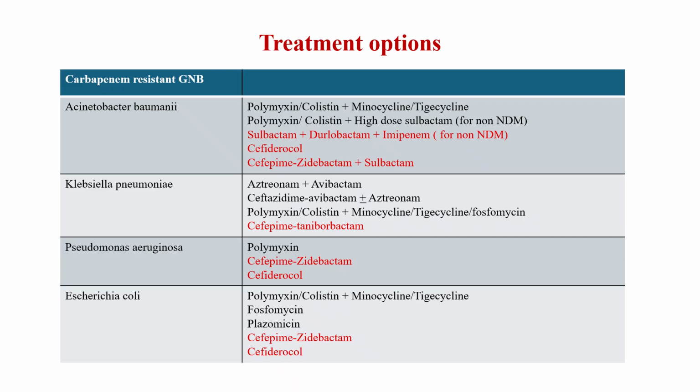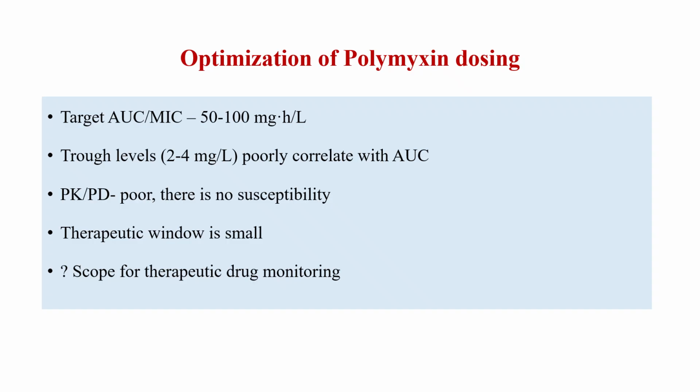So what treatment options do we have to treat Acinetobacter? We have discussed polymyxin based regimens in combination with either high dose sulbactam or minocycline or tigecycline. We also have newer antibiotics like Sulbactam-Durlobactam and Cefiderocol. Both trials are published already for Cefiderocol and Sulbactam-Durlobactam, but these two drugs are right now not available in India. Cefepime-zidebactam in combination with sulbactam can be an option, but the data is not there right now. Probably we are looking at a publication very soon. So let us move to the polymyxin.